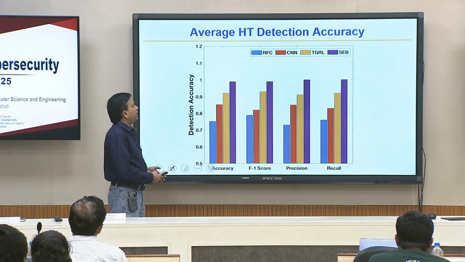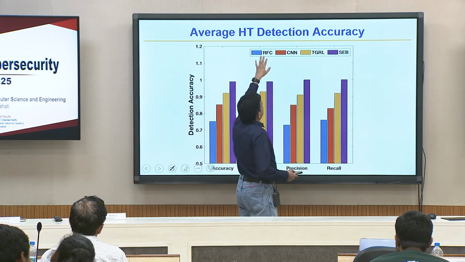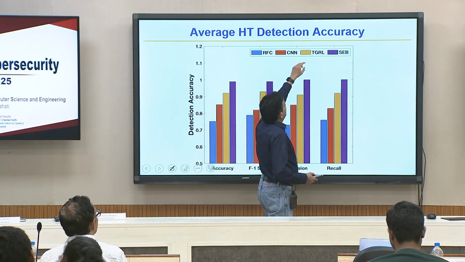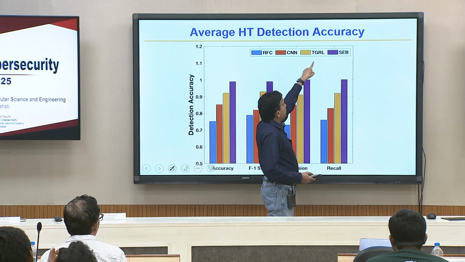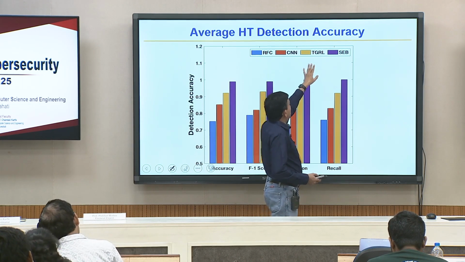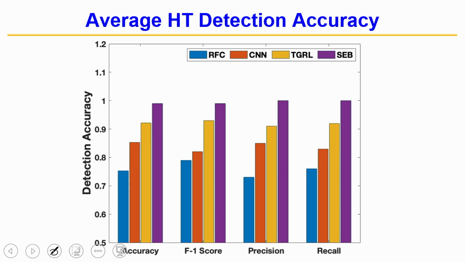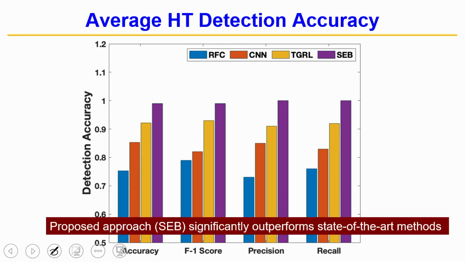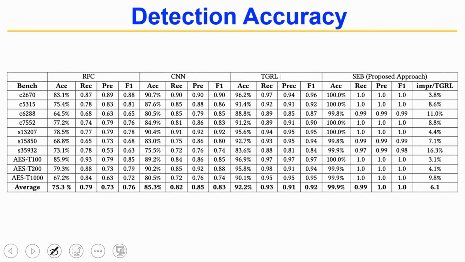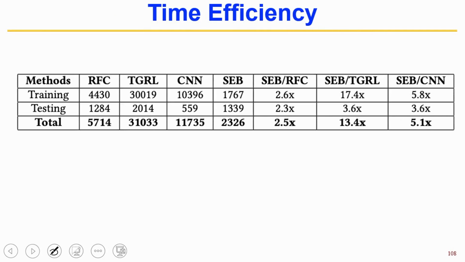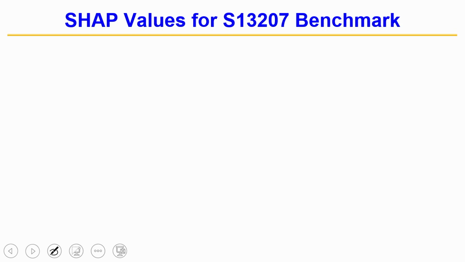And when you compare, this one is random forest, then CNN, this is the reinforcement learning we talked about earlier, test generation using reinforcement learning, which is flipping the bits, and this one is Shapley ensemble boosting. There are a lot of numbers I am going to skip, but basically you want to show that accuracy is high, and the time taken, whether for training or testing, is low. That is what you want to show.